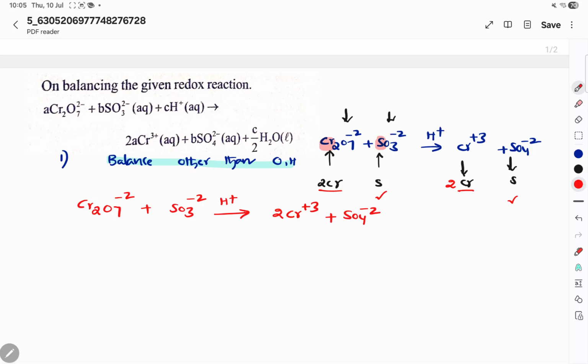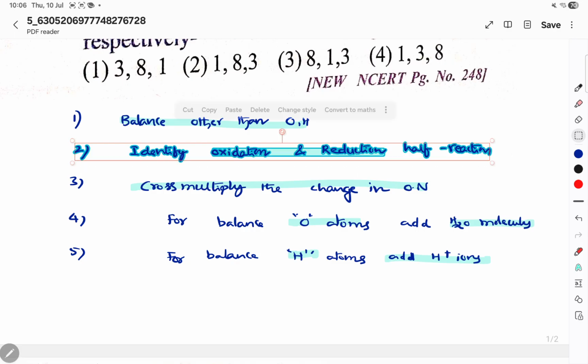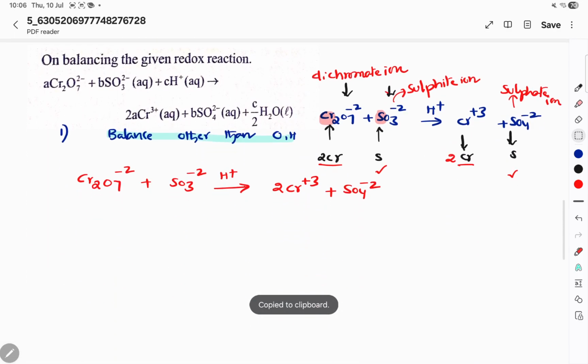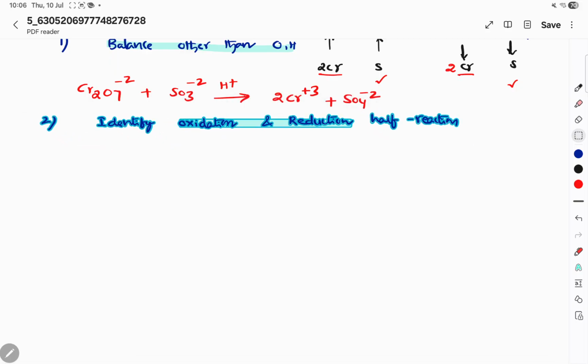Remember, sometimes they will ask the names. This is called dichromate ion. This is called sulfite ion. This is called sulfate ion. So remember this, it is very helpful. Now rule number 2: identify the oxidation reaction and the reduction reaction.